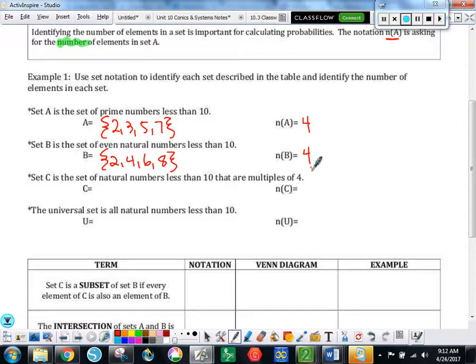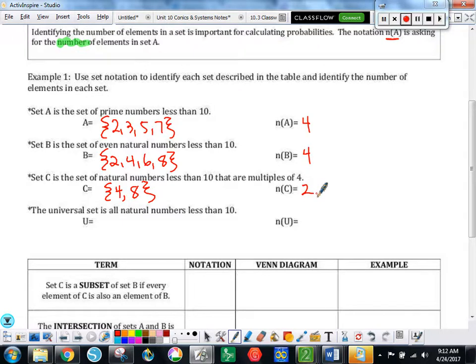Set C is the set of all natural numbers less than 10 that are multiples of 4. So, a natural number, does that include 0? Let's say no. The whole numbers include 0, the natural numbers don't. So we don't include 0. What's the very first one? 4 is the first multiple of 4, and then 8. Good. So the number of elements in that set is 2.